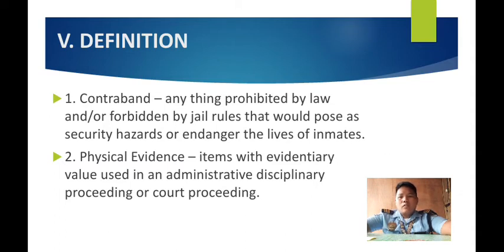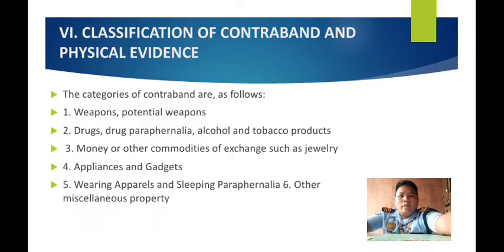So additional knowledge in our criminology reviewer too. So 5, we have classification of contraband and physical evidence that is determined by the BJMP, which has categories of contraband as follows.